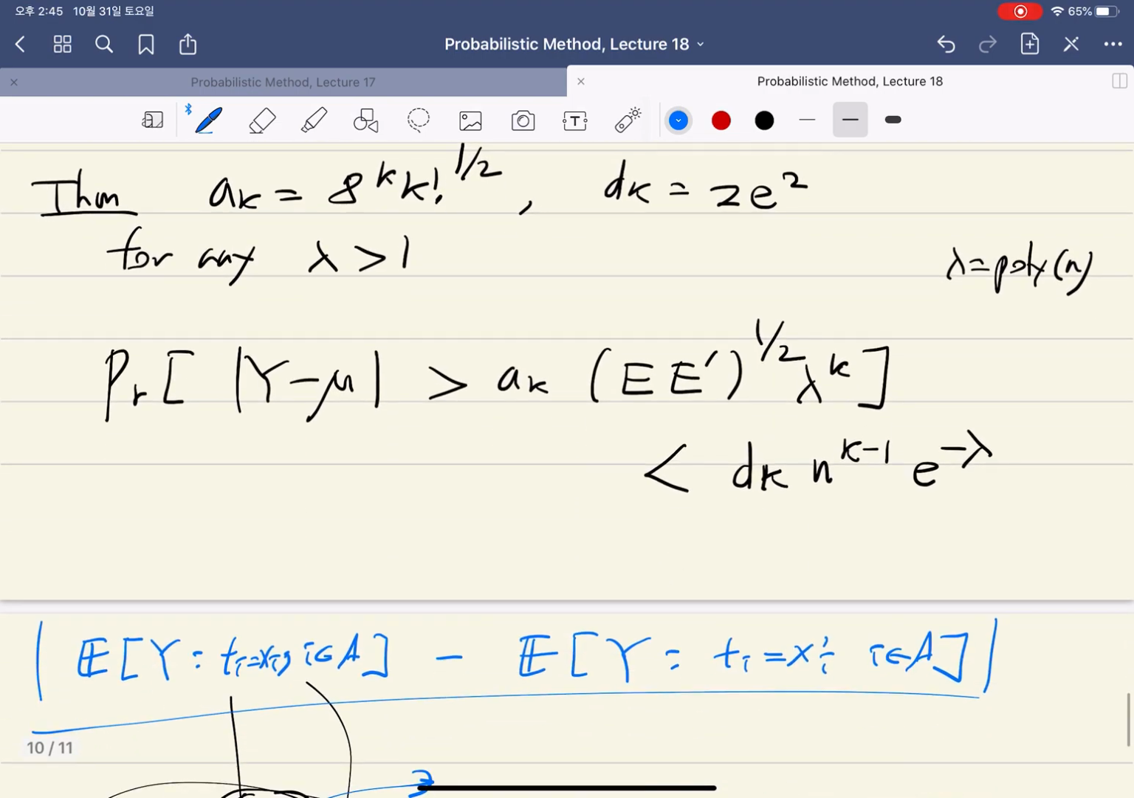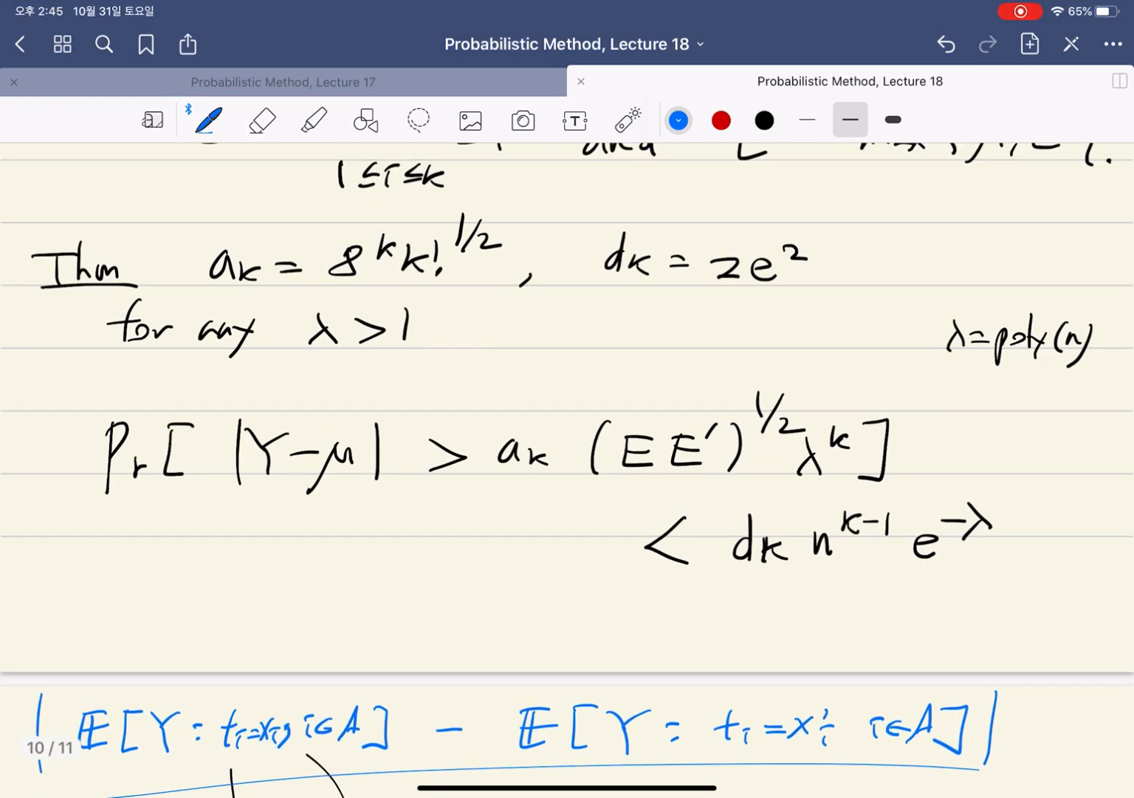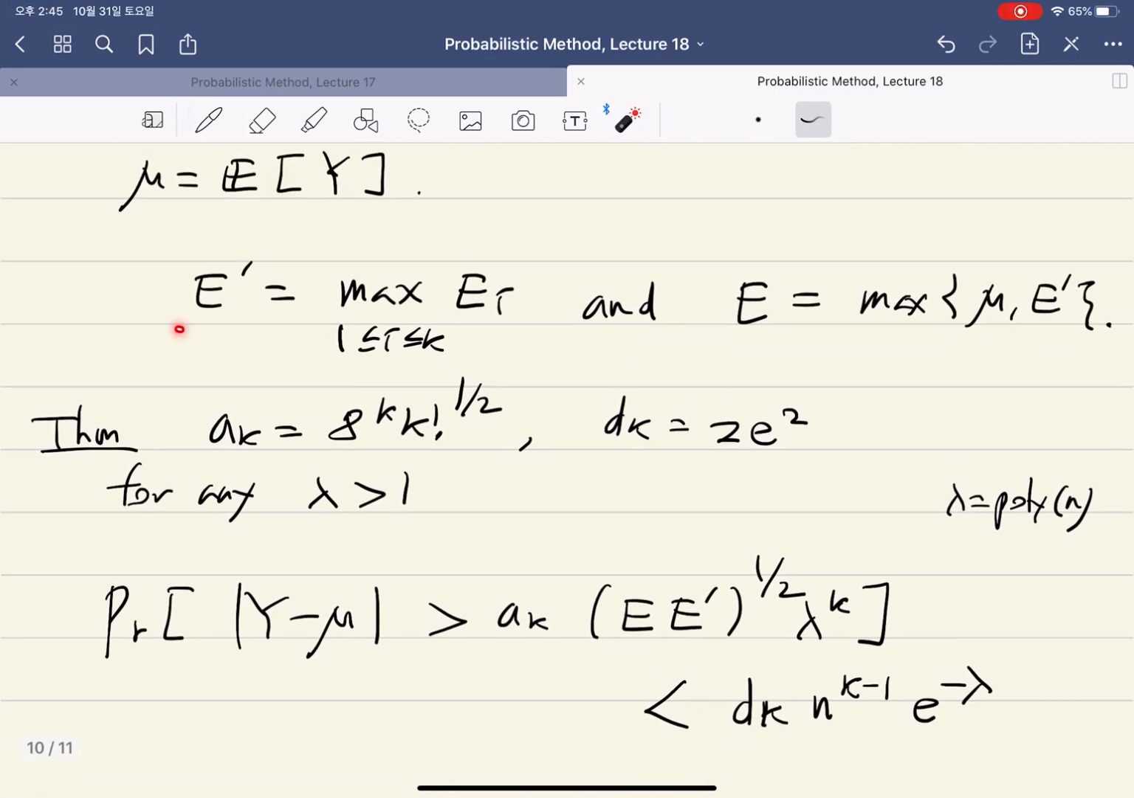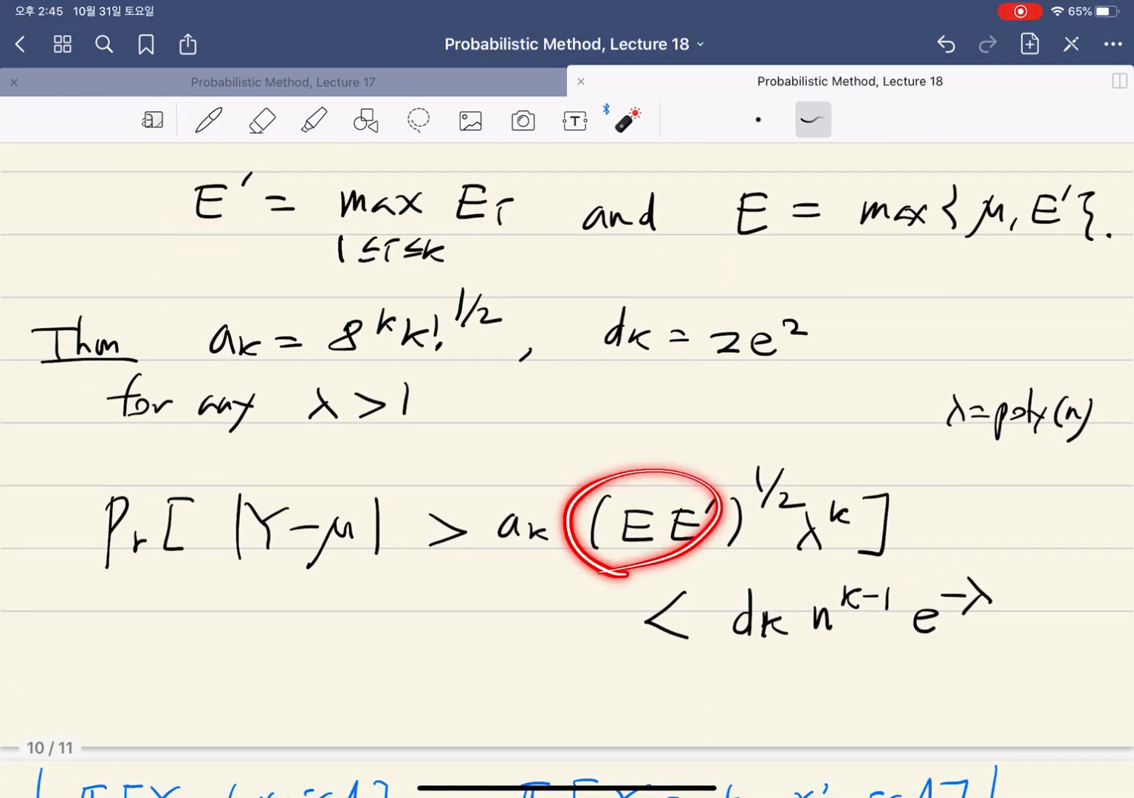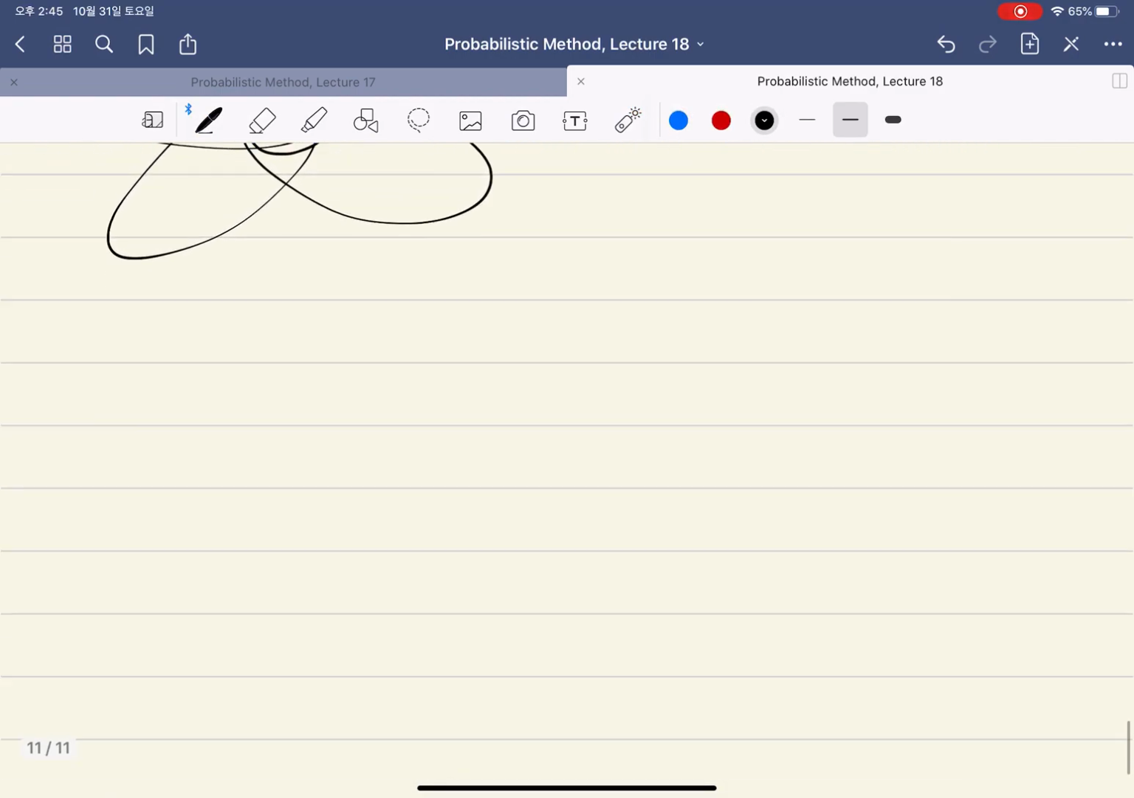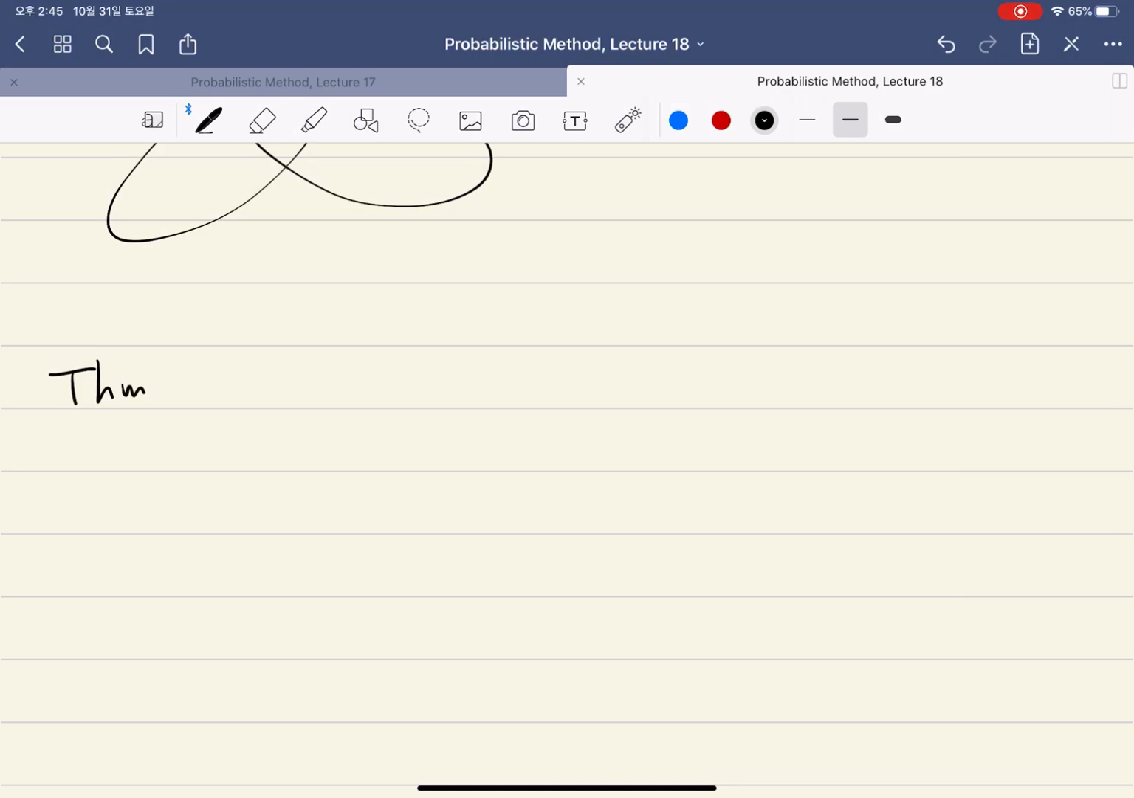So that's a rough intuition why we care about this E and E prime. So you have this term. If this E prime gets bigger, then our concentration gets not so good. And if it gets smaller, then our concentration gets better. We will not prove this theorem, but let's consider one application.